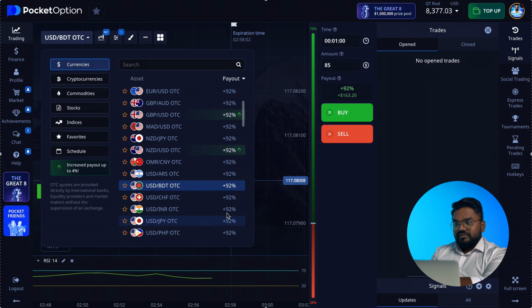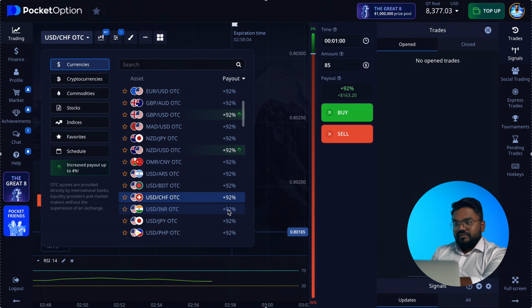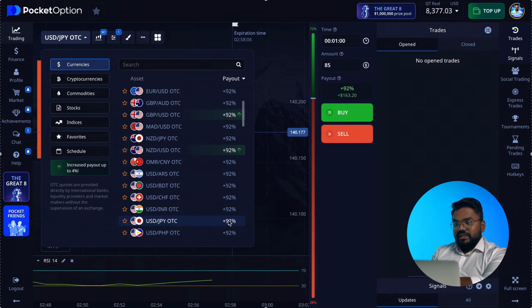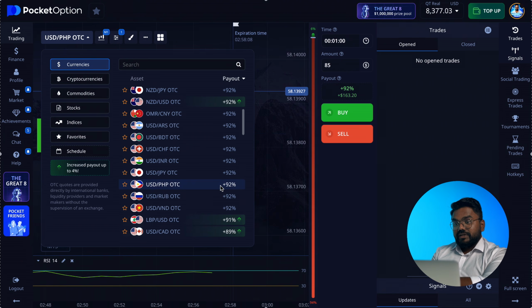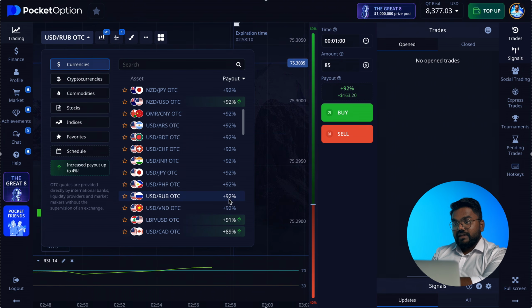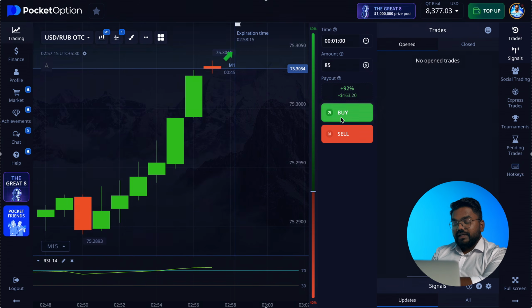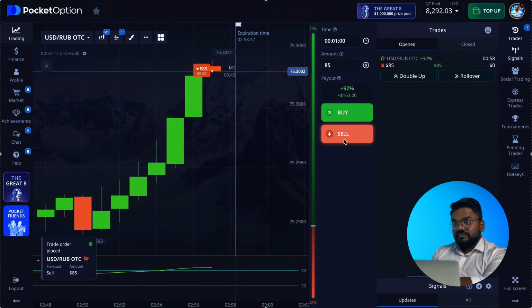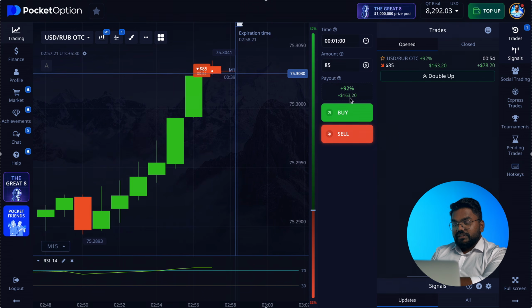Okay, it's still better. This is something nice because you see that it's around 70. Okay, now let's go ahead and make a sell because it's overbought. The price will go down. For the currency amount, let's go with $90.